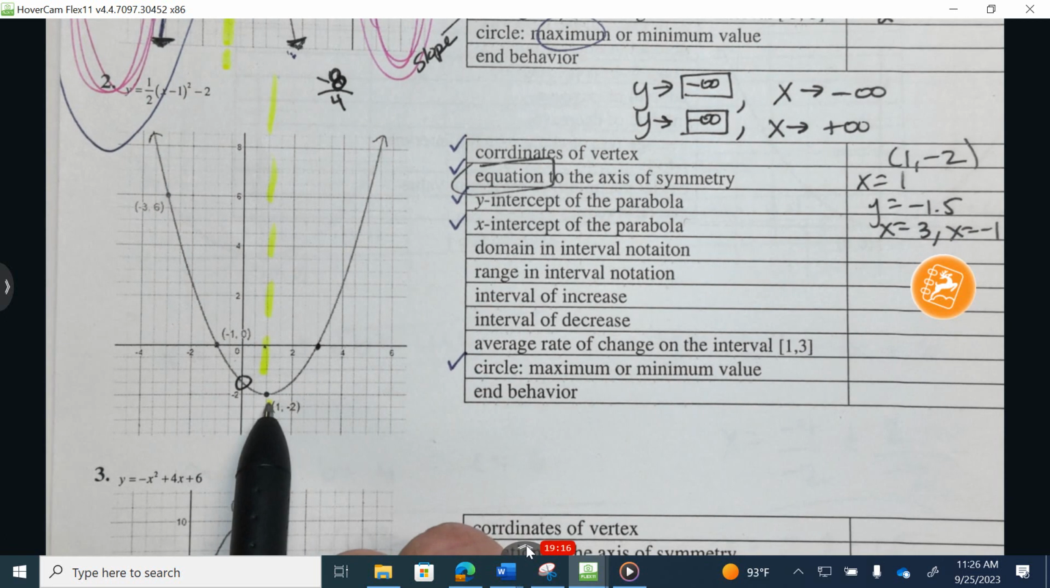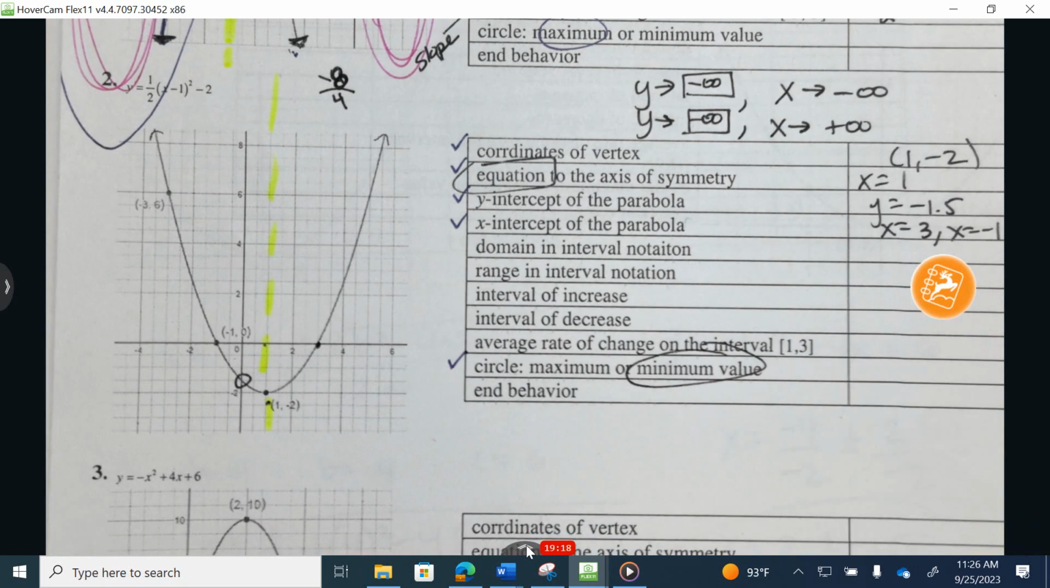Now, is this a maximum or minimum? Minimum. Okay, so let's talk about domain. What did I tell you all parabolas will have right now?